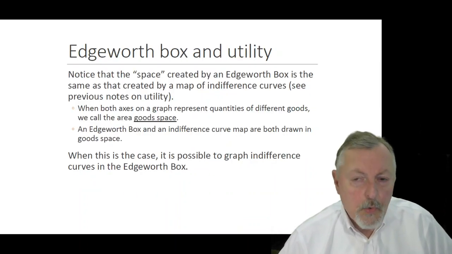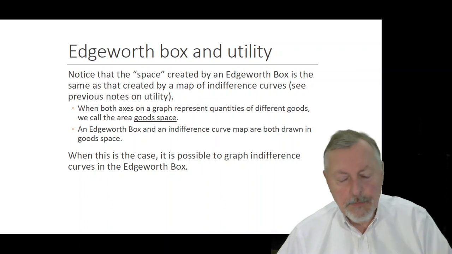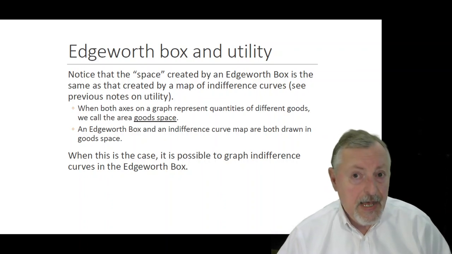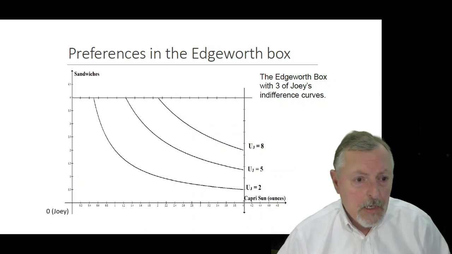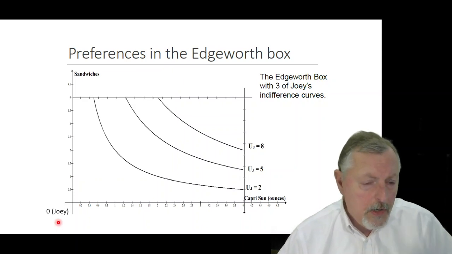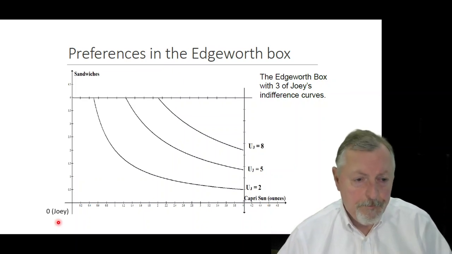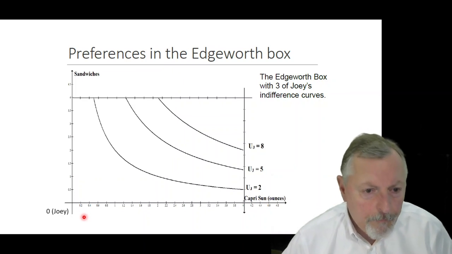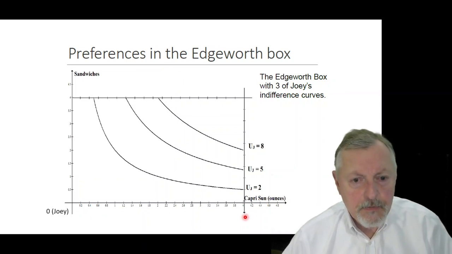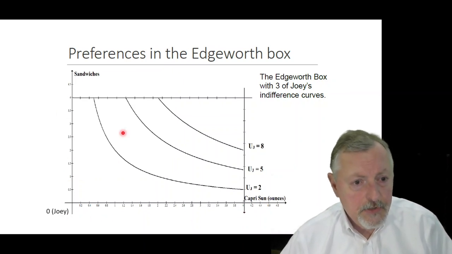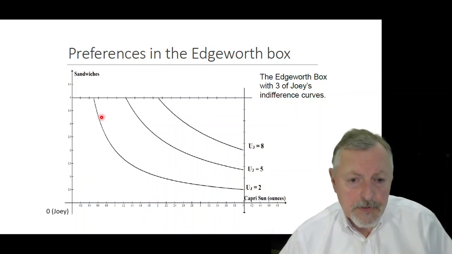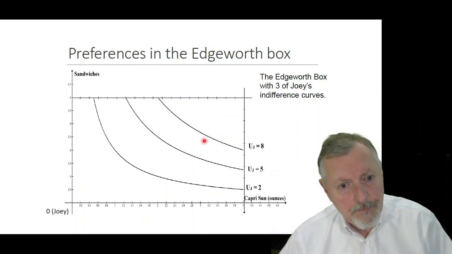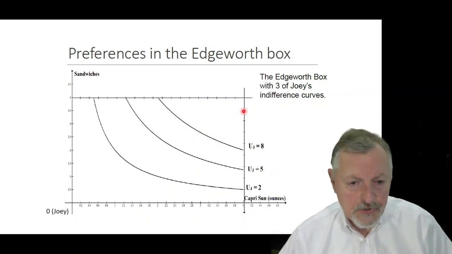Now, let's look at the graph when you start to add indifference curves. Here we only have Joey. More Capri Suns, more sandwiches. These are his indifference curves. This is utility 2, utility 5, utility 8. Going up to the right makes Joey happier.